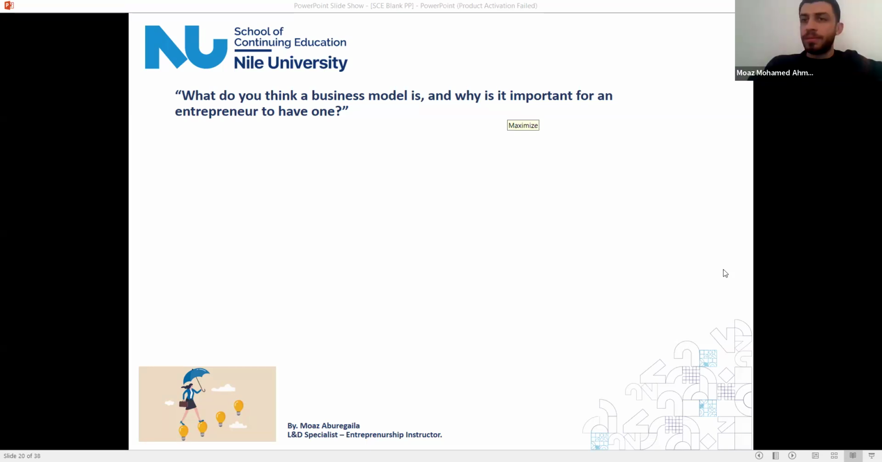Well, a business model is a conceptual framework that describes how a business is created and how you intend to deliver your value proposition. Very good. So how is it important?